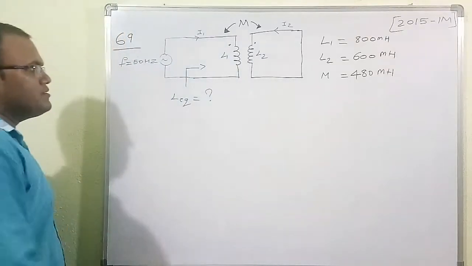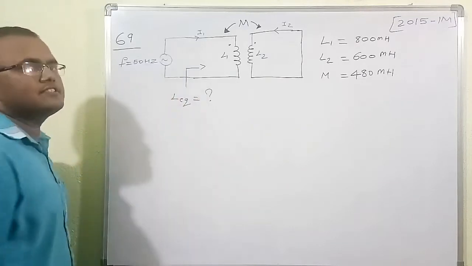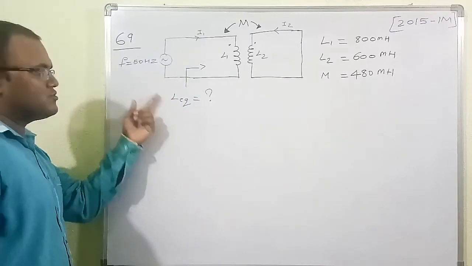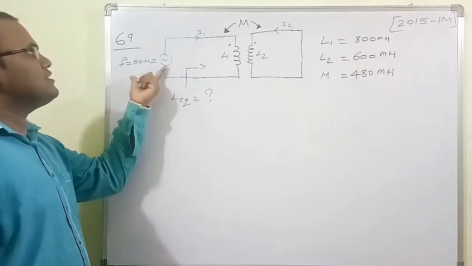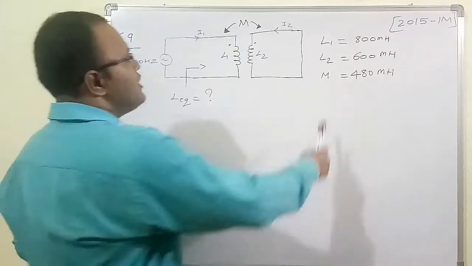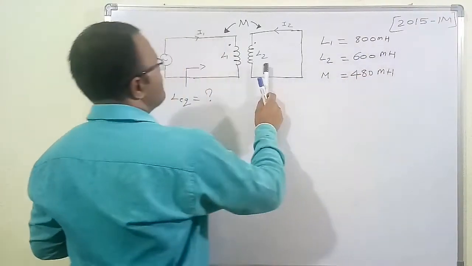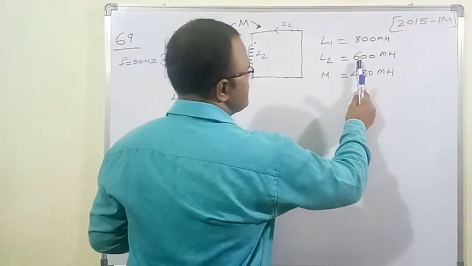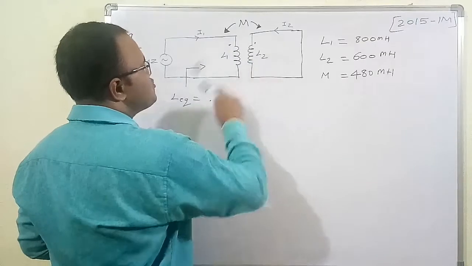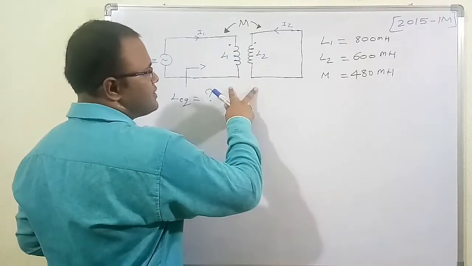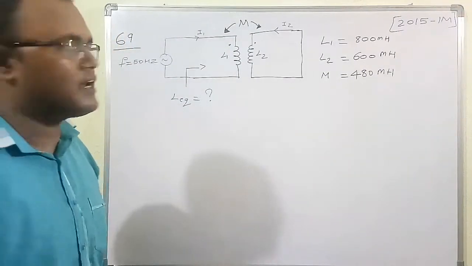The aim of this problem is to figure out the equivalent inductance seen from the primary side, seen by the AC source. The self-inductance of the primary coil, L1, is given as 800 millihenry, the self-inductance of the secondary coil is 600 millihenry, and the mutual inductance between the primary and the secondary coil is 480 millihenry. This question was given in GATE 2015 for 1 mark.